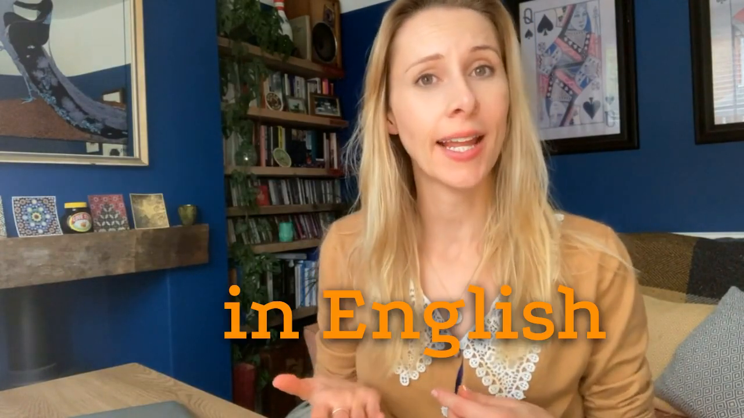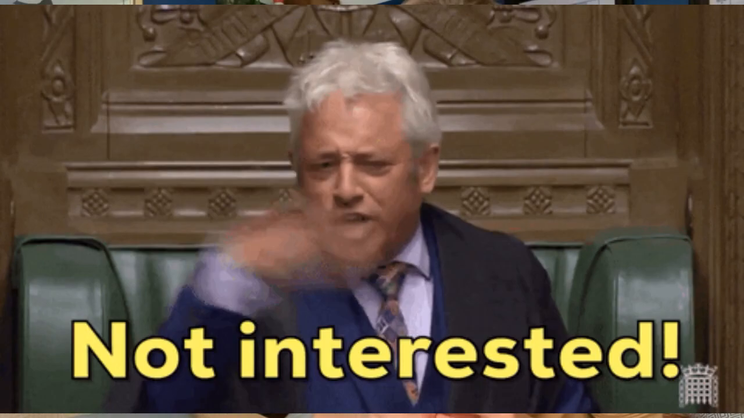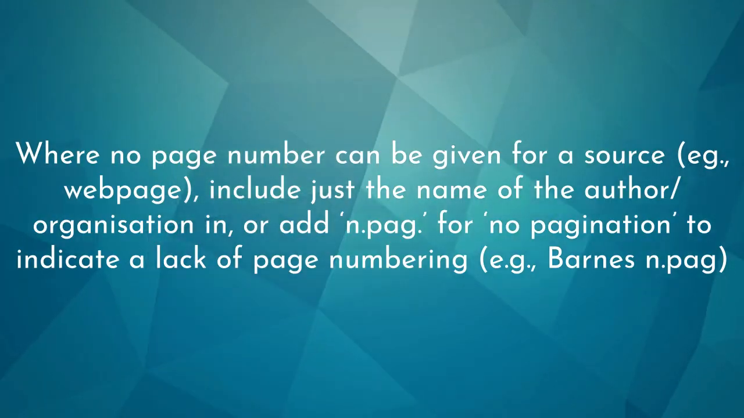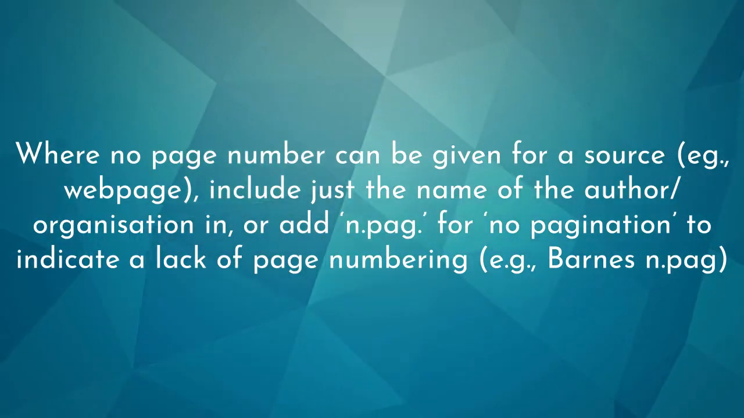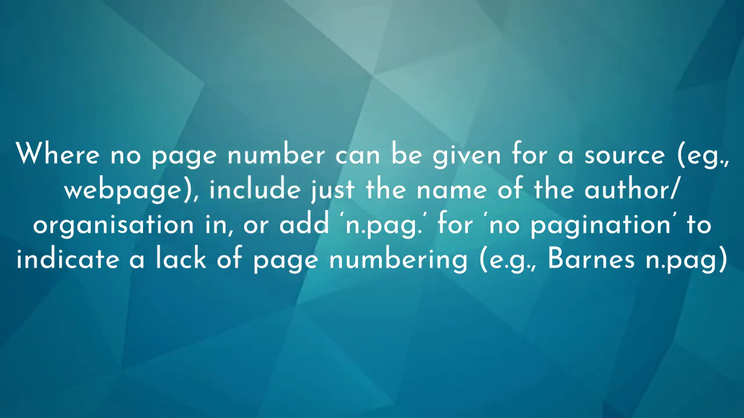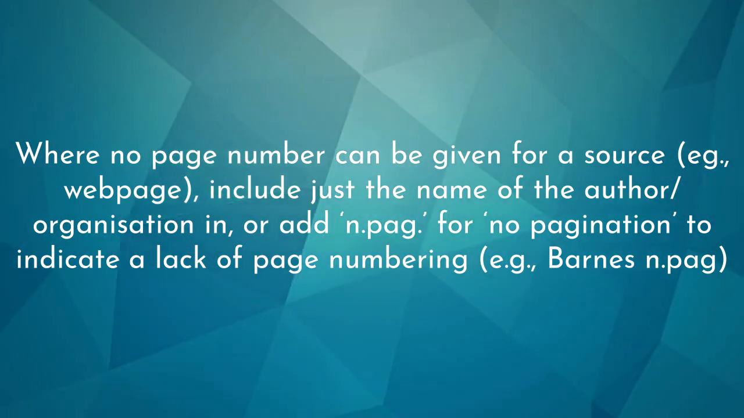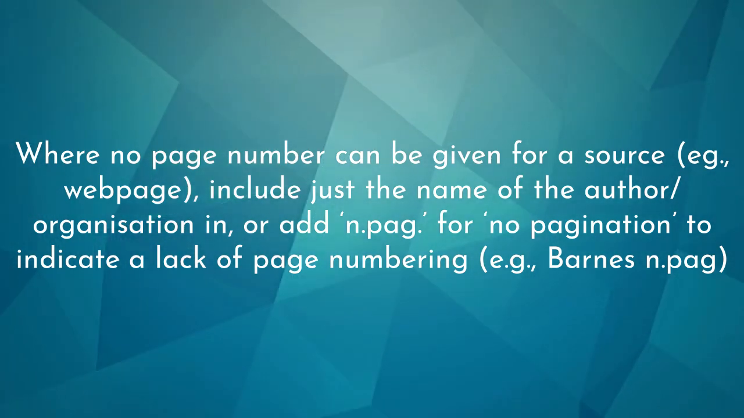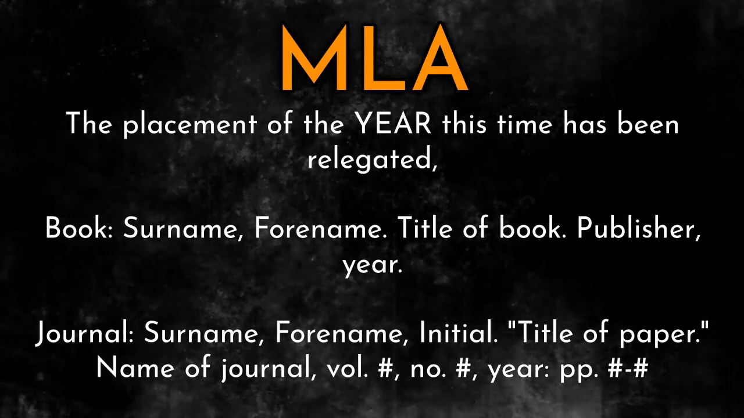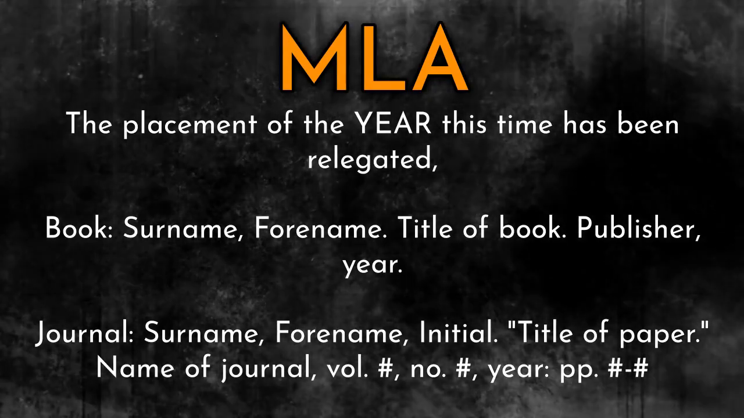MLA, the Modern Languages Association of America, is used in English and philosophy subjects. Now in its 8th edition, it usually presents the surname and page numbers, but isn't really interested in the year. Where no page number can be given for a source, such as a web page, include just the name of the author or organization and n.page for no pagination to indicate a lack of page numbering. It has an alphabetized reference list by author's surname, like APA and Harvard. And again, the information to include depends on the type of source, so see these examples.